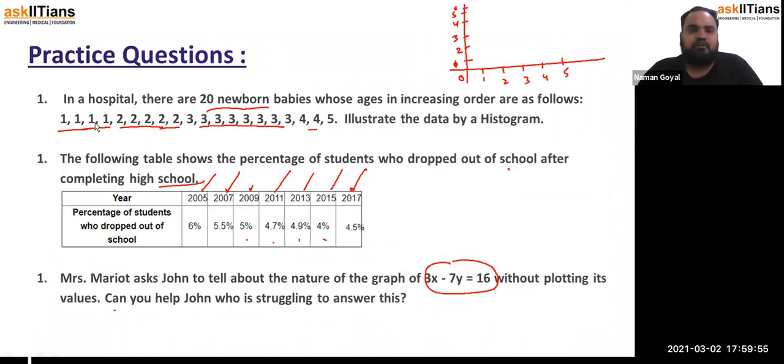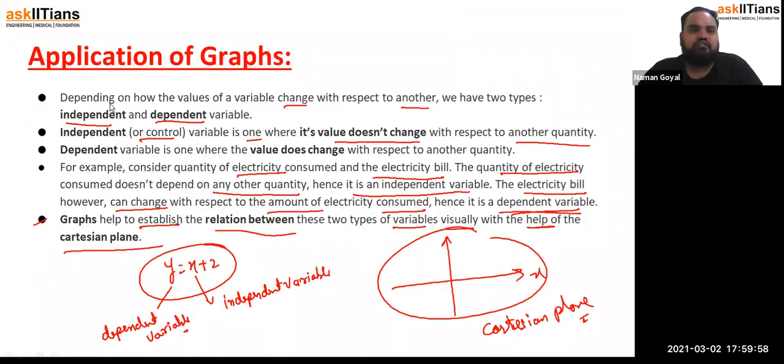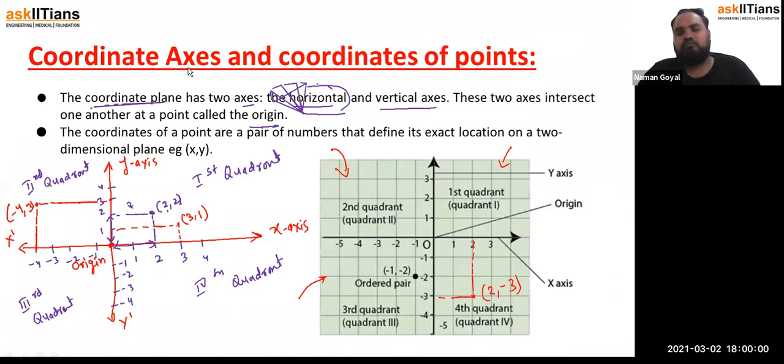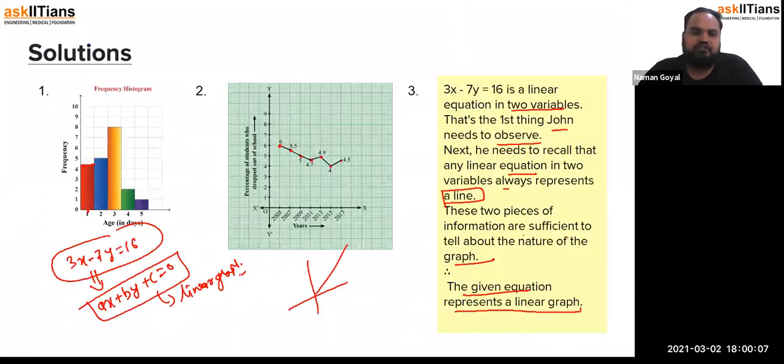The part which contains coordinate geometry and the coordinate system also comes in 9th class, and is also there in 10th class and in 11th class also. So this part is very important.